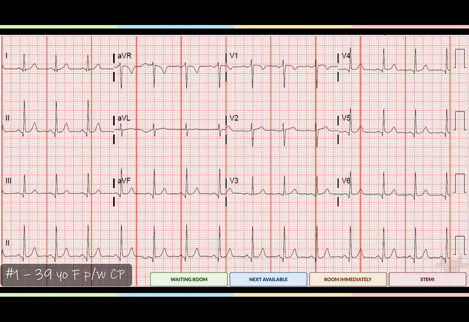We can talk about it. Oh, gosh. All right. Here's the first one. 39-year-old with chest pain. This was her ECG. Where are you putting this one? Waiting room. She can wait all day, every day.